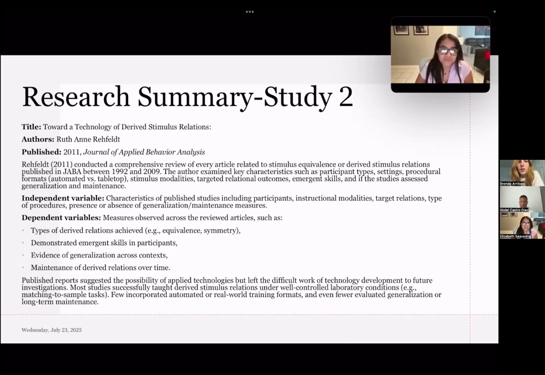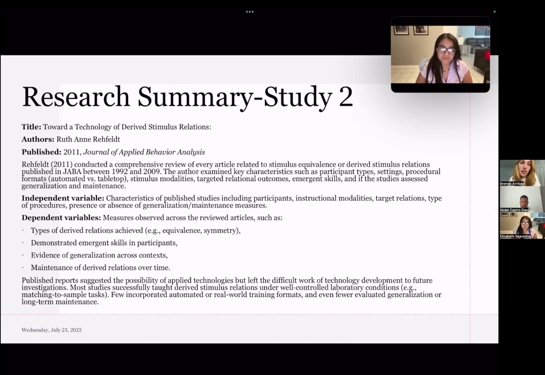Okay, so our second research summary was titled Toward a Technology of Derived Stimulus Relations. The authors were Rehfeldt. Sorry. It was published in 2011 by the Journal of Applied Behavior Analysis.